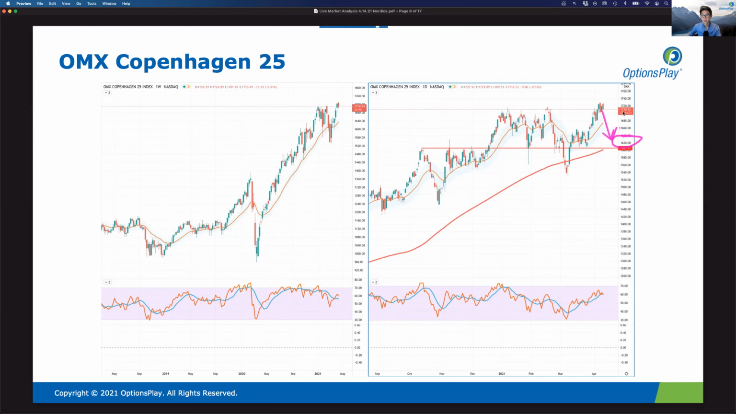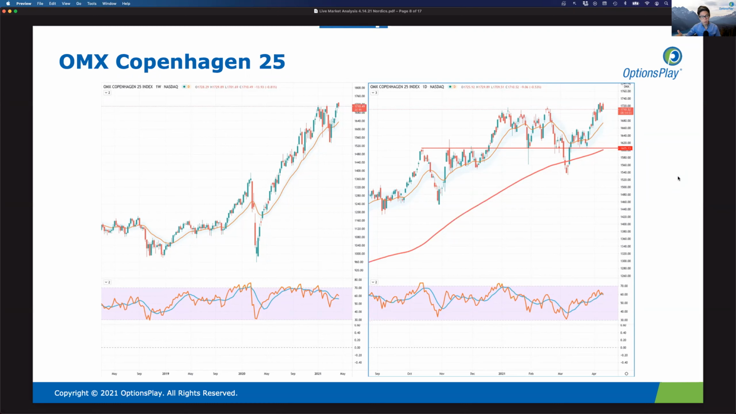if you do get a pullback here, that would probably be a very good buying opportunity longer term, especially if the second half of this year or the second quarter of this year starts to look very strong from an economic recovery. And we're going to take a look at some of those economic numbers here as well to inform some of our decisions.